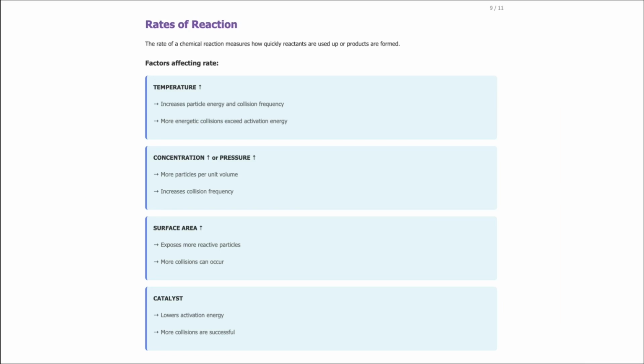Collision theory explains rates. Higher temperature gives particles more energy and frequent energetic collisions. Higher concentration or pressure means more particles per unit volume, increasing collision frequency. Greater surface area exposes more reactive sites, speeding up reactions. Catalysts provide an alternate pathway with lower activation energy, so collisions are more successful.